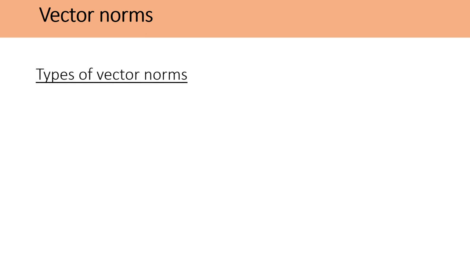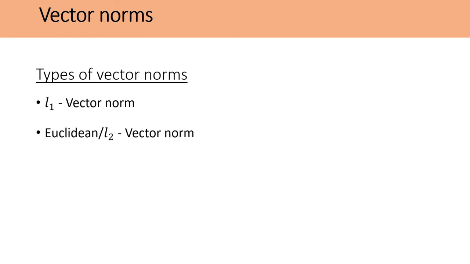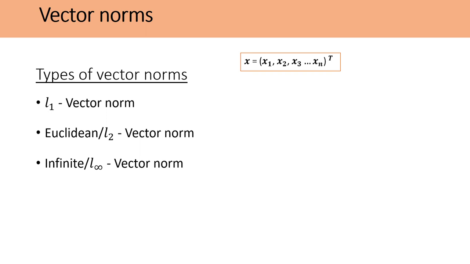Types of vector norms. We are going to look at the L1 vector norm, the Euclidean or L2 vector norm, and the infinite or L infinity vector norm. Assuming we have vector S with values S1, S2, S3 up to Sn, the formulas of these types of vector norms will be as follows.